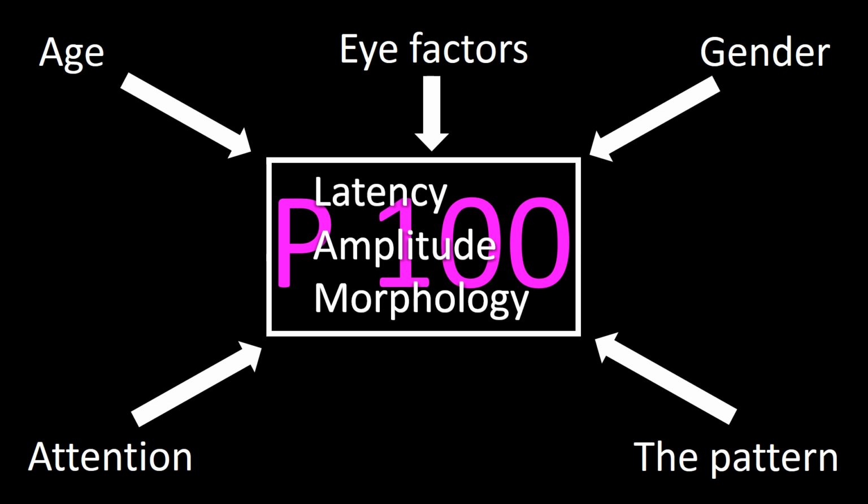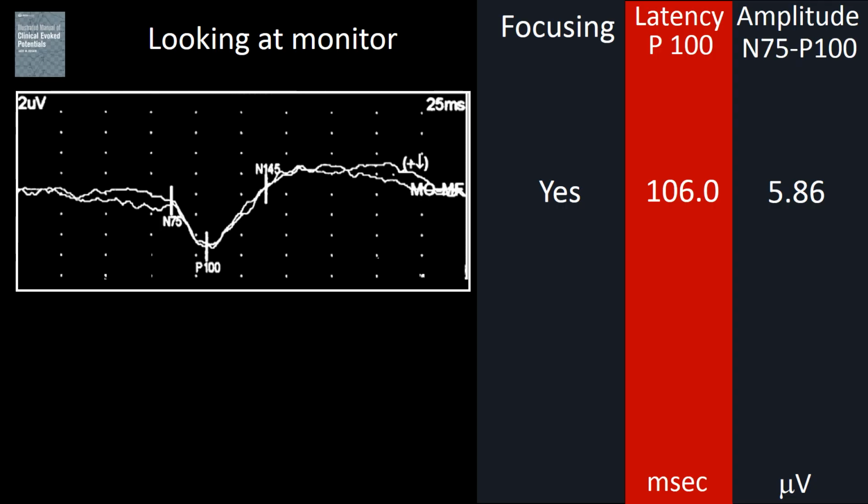Among the factors influencing P100 is attention. This frame shows the visual evoked potential of a subject looking at the monitor and paying attention to it.